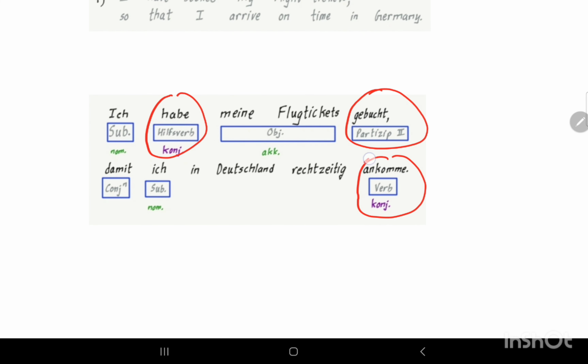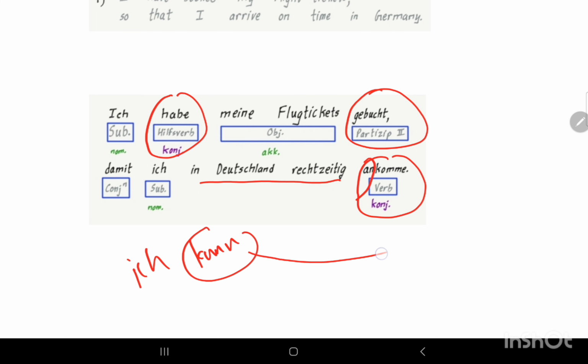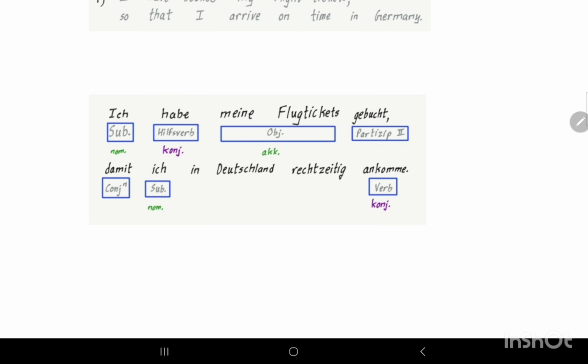So actually it was "an." Like if there was no damit, it would be "ich komme in Deutschland rechtzeitig an." Because you are using damit, the verb goes to the last position, and we just remove the space between the prefix and the other conjugated part of the separable verb, right? So "an." Okay, rechtzeitig is on time.